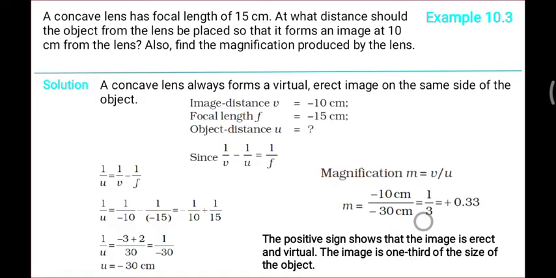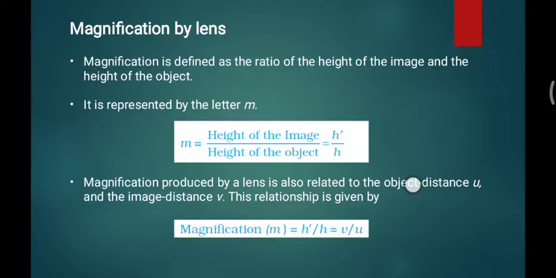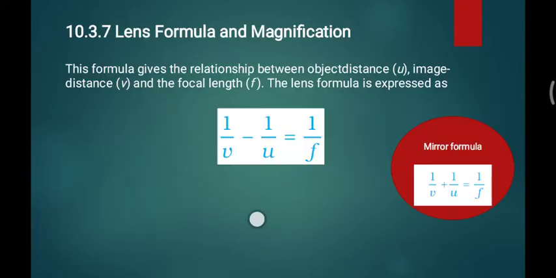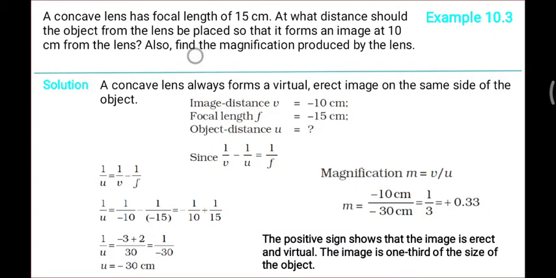Please be noted. Now we go for example number 10.3. A concave lens has focal length 15 centimeter. We have a concave lens, so the focal length is negative. That is the first judgment that comes to our mind. At what distance should the object be placed from the lens, so that the image formed is at an image distance of 10 centimeter? v is equal to 10 centimeter. Whether it is negative or positive, we will see in detail. Also find the magnification produced.